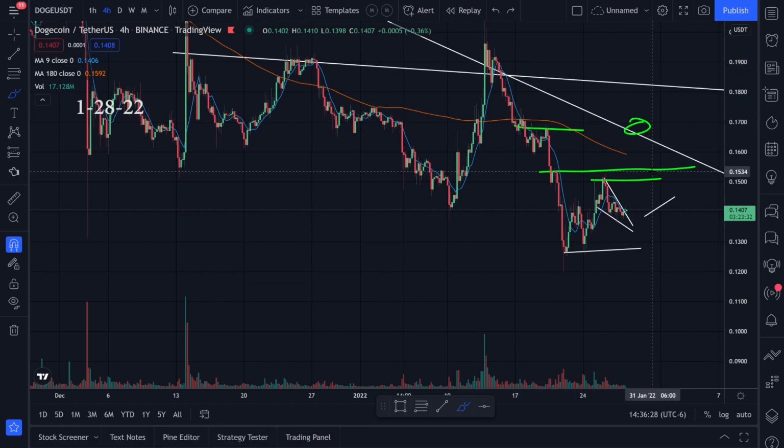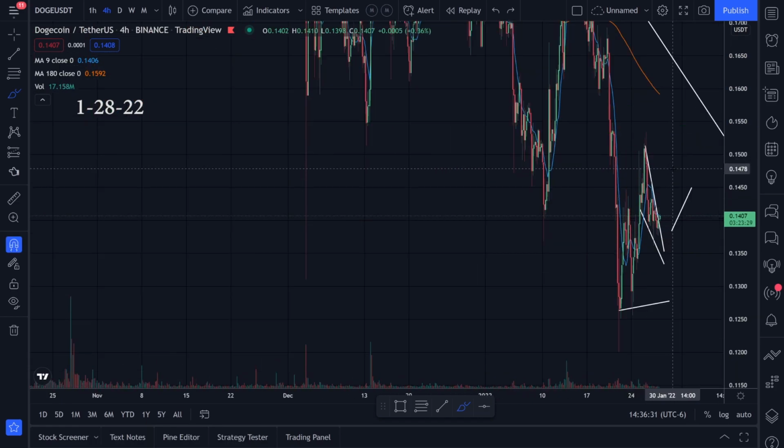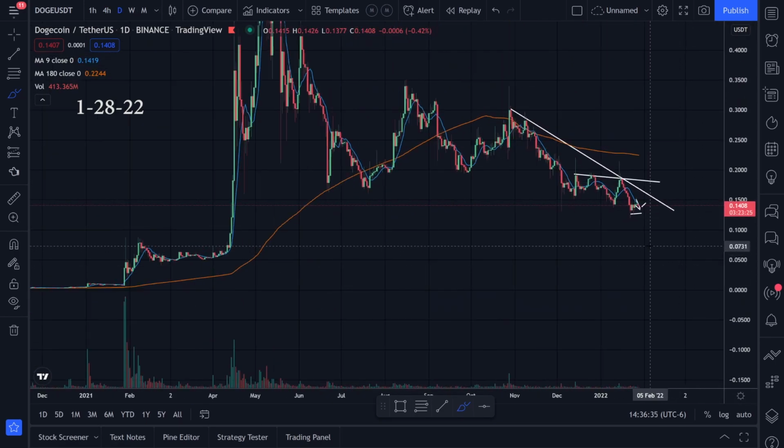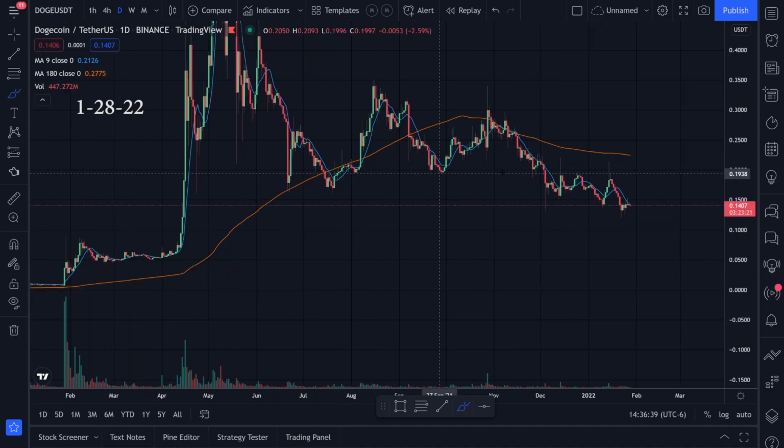Possibly. We have this big old downtrend, and then if we zoom out, let's go ahead and zoom out. We're on the 4 hour. Let's go to the daily time frame, and let's go ahead and delete everything because here's a couple things that I was watching. We have resistance, resistance, resistance, and then we have resistance and resistance.